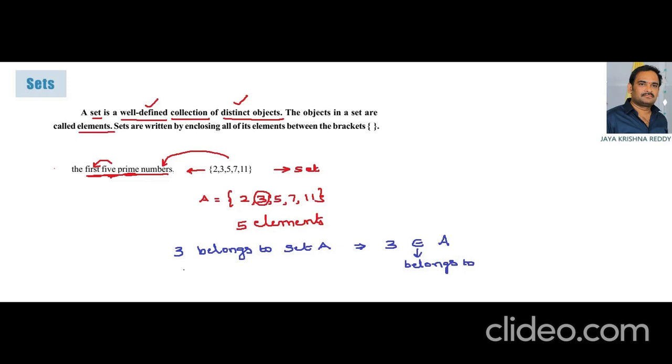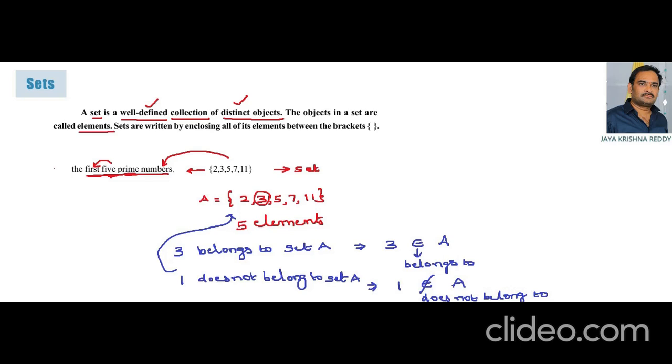And one more thing, the number 1 does not belong to set A. The element 1 is not there in the set. So we can write it in a symbolic way. The element is 1 and the set name is A, and we can write the symbol like this. So this symbol represents does not belong to, and we can read it as 1 does not belong to set A.